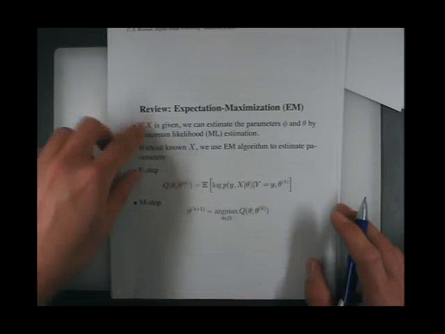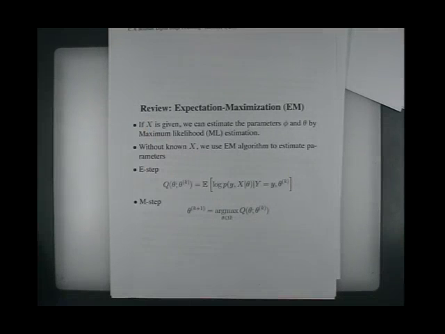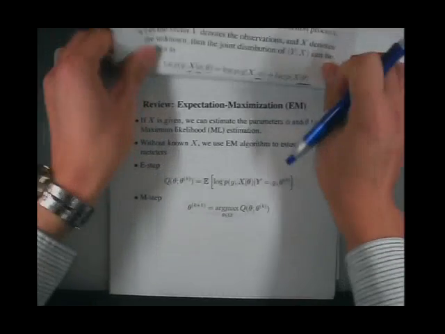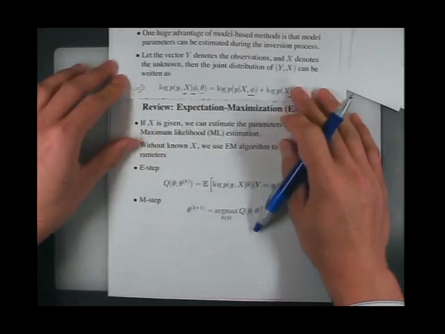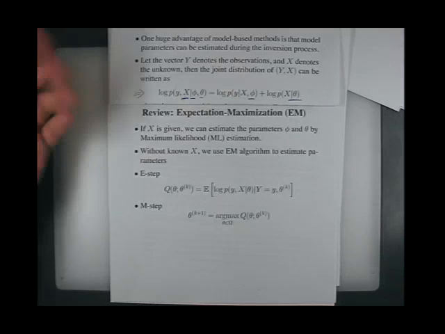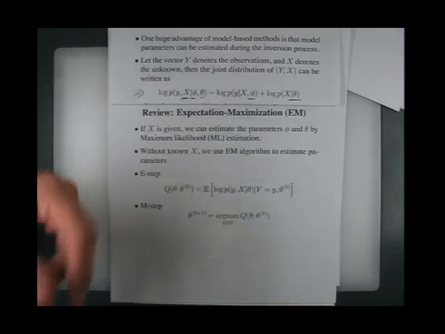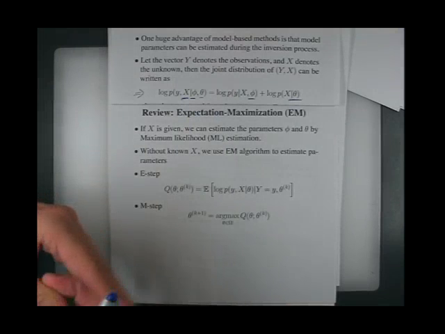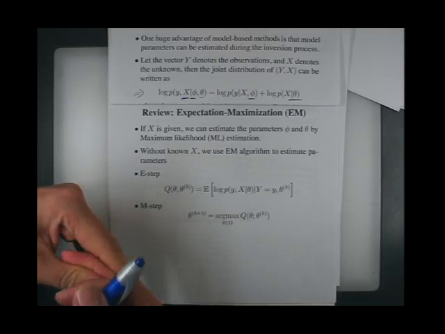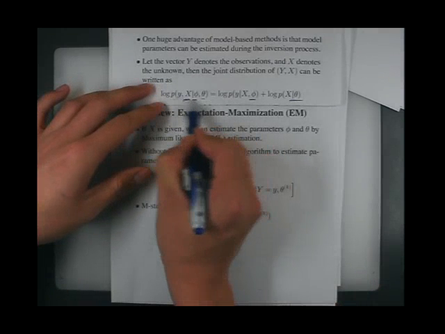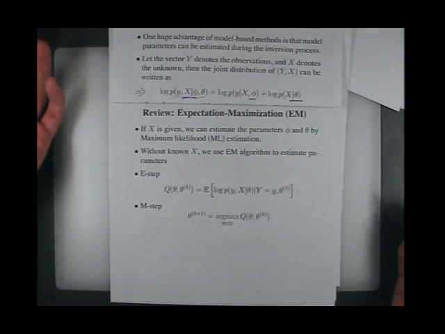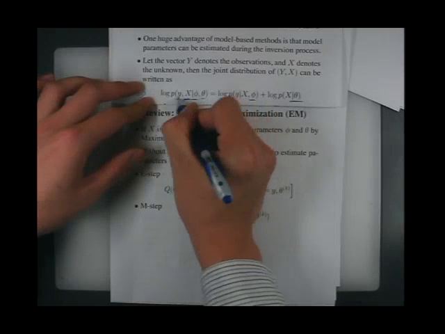So if X is given, let's go back to the probability model here. If this X is given, Y is observation, Y is already known. How to estimate the phi and theta? It's very simple. Everything in this equation is known except phi and theta. We just use the maximum likelihood estimation to estimate it. Right? We already know Y and we already know X.